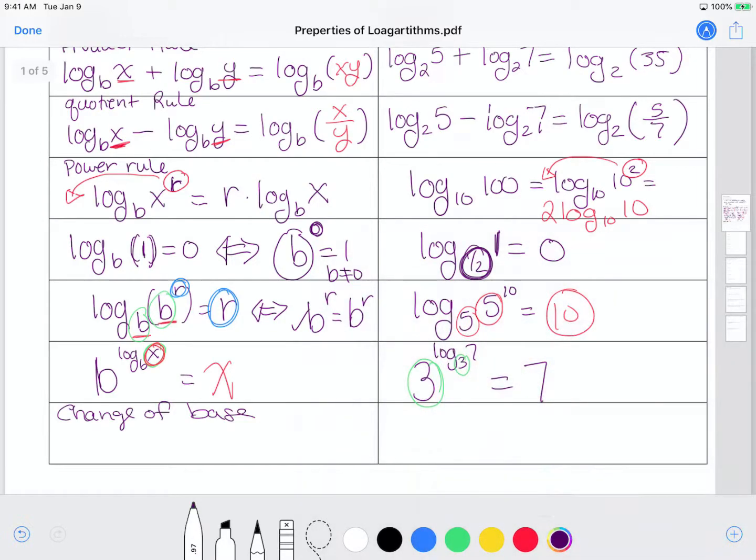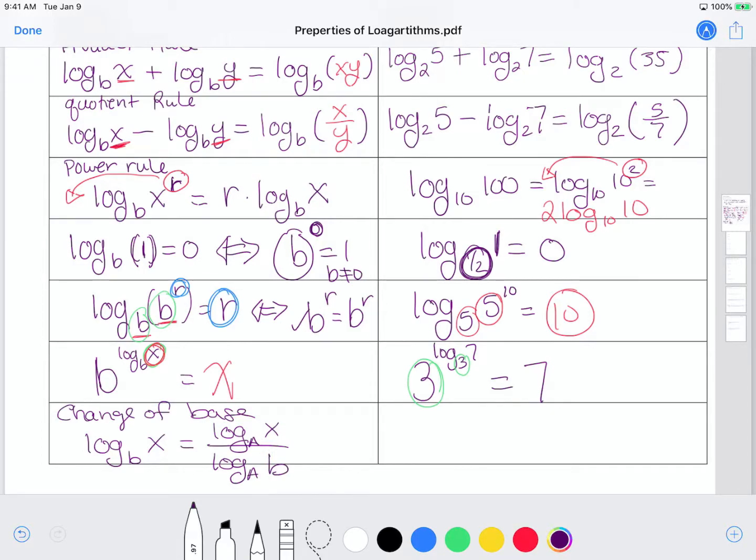So the change of base formula says if I have log base b of x, I can change that to log of any base. We'll call it a, log base a. You can change it to whatever base you want. Log base a of x over log base a of b.